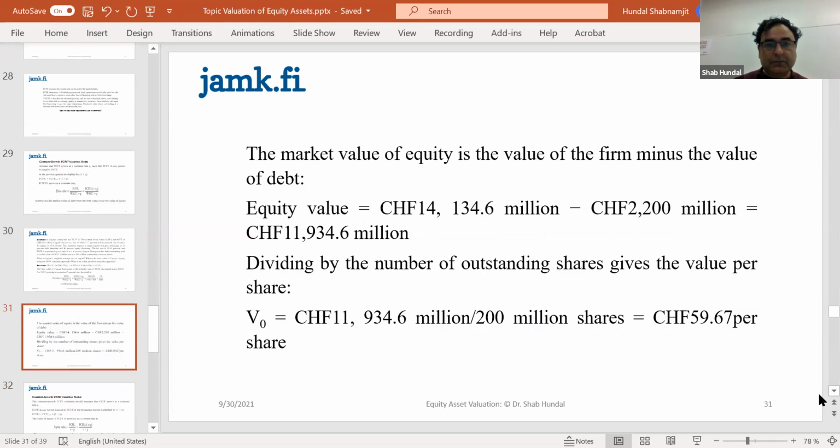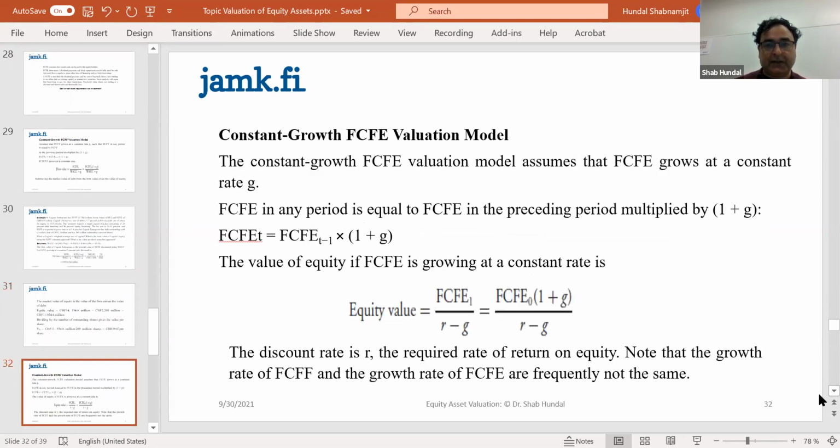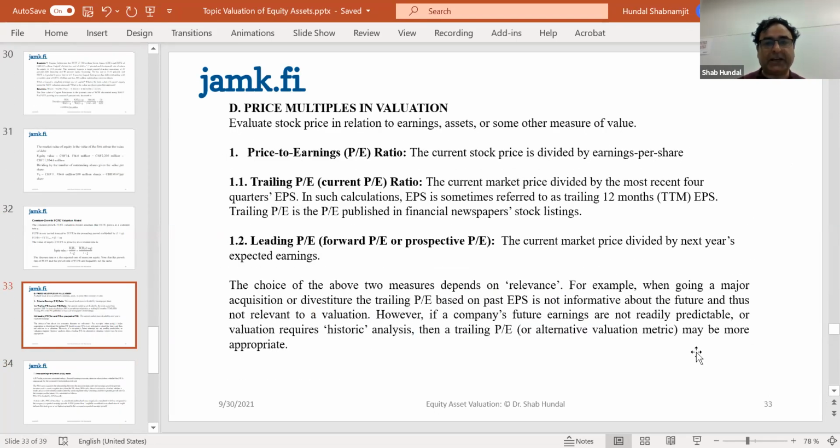So please try these questions, and I quickly move on, because I don't want to take this topic to the next week. I want to quickly discuss the price multiples in valuation. We also use price multiples in valuation. Price multiples mean some kind of indicator, some statistics.